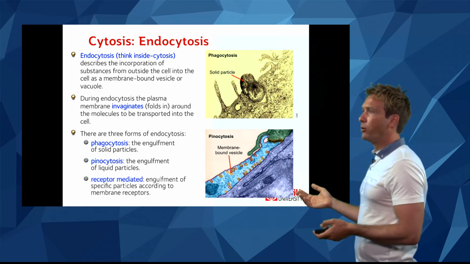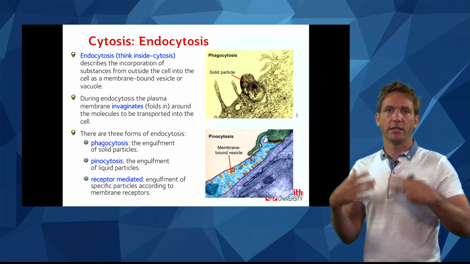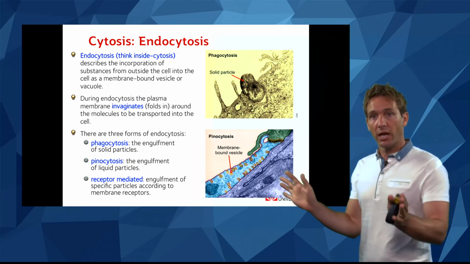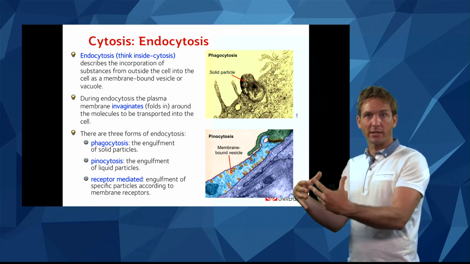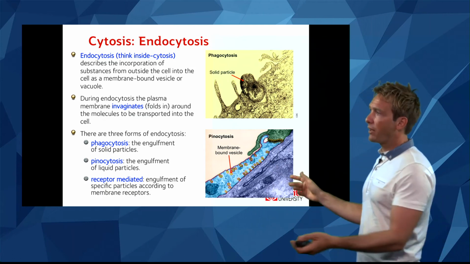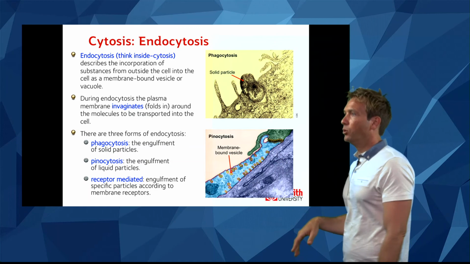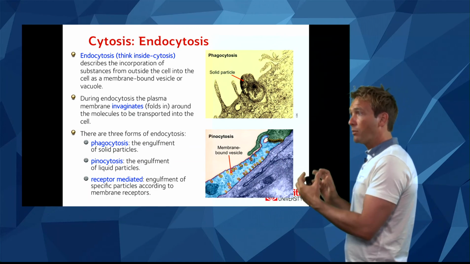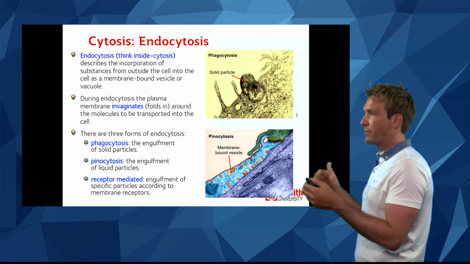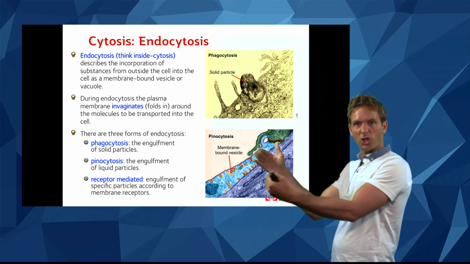There are 3 forms of endocytosis, but don't panic about that. If you can identify that there's this concept of endocytosis, and endo means to bring things in, and it has a vesicle, a membrane that surrounds it, then you've had a win. But there are 3 forms. There's phagocytosis, which is the engulfing of a big solid particle. There's pinocytosis, which is the engulfment of liquid particles. And there's receptor-mediated engulfment, which just means that there's a receptor on the outside that triggers engulfment.